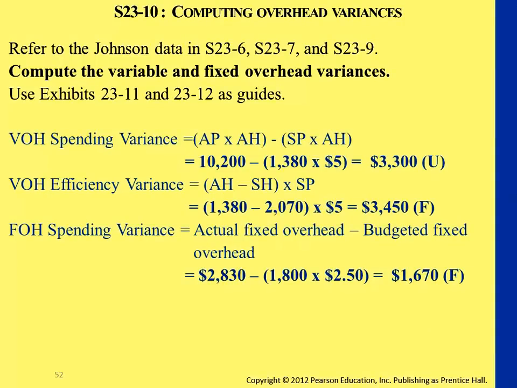Okay, so 1,800 times 2.5 will give you 4,500 here. You know that actually you spent less than what you budgeted. So the spending variance is just the difference between actual and the budget numbers. So it's favorable, yes, we spent less.